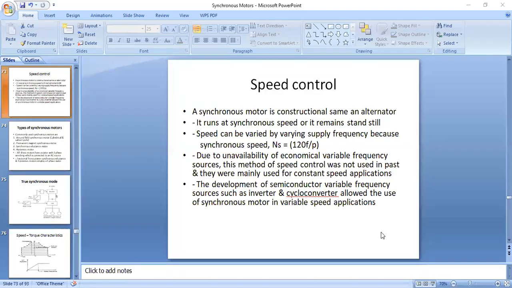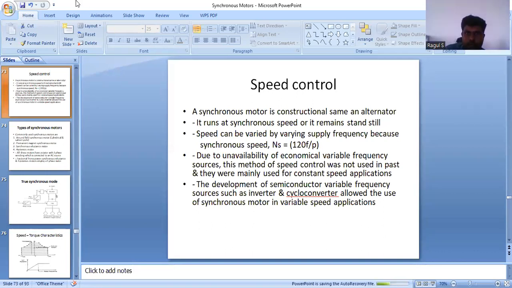Now we're going to discuss speed control of synchronous motor. Before going into the types of speed controllers available for synchronous motors, we should know a few things about synchronous motor construction. The construction is completely the same as for a synchronous generator. Construction-wise, there is no difference. It runs at synchronous speed or it remains at standstill.